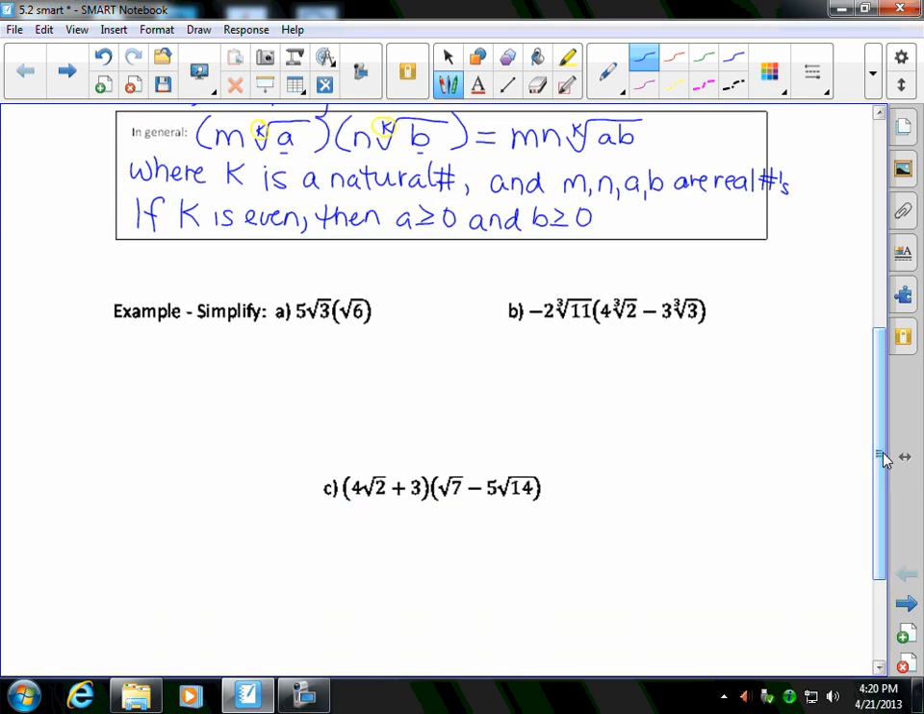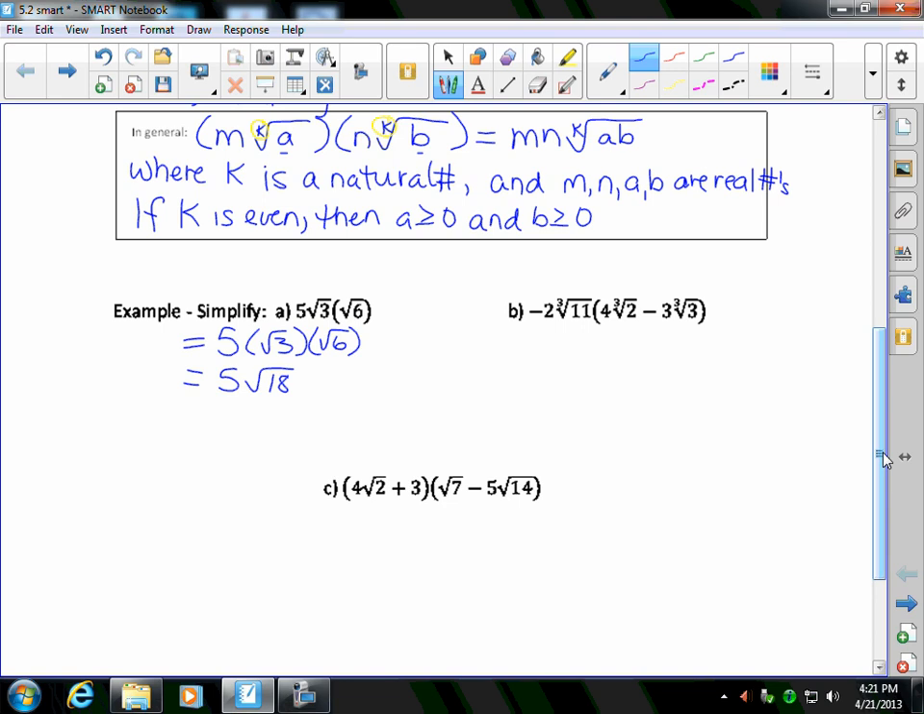Okay, so some examples. 5 square root 3 times square root 6. Remember, when you're doing this, as you're working down your page, you put an equal sign on each of the steps that you're working on. So what I have here is 5 square root 3 times square root 6 is what I'd be multiplying together, so that would be 5 square root of 18. Now we always check to see if we can simplify these, and you can simplify this further, and this is what we did a little bit last day.